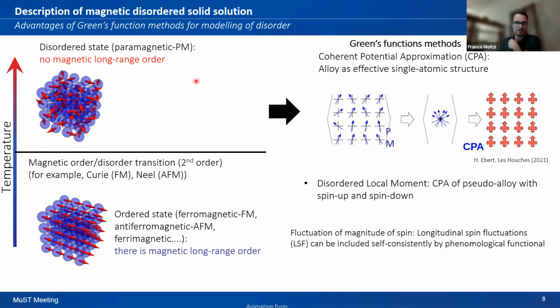So it's now possible to model this state by CPA by assuming a pseudo alloy of equal amounts of atoms with spin-up and spin-down orientation in the local magnetic moments. And this is the so-called disordered local moment picture. However, generally these spins.